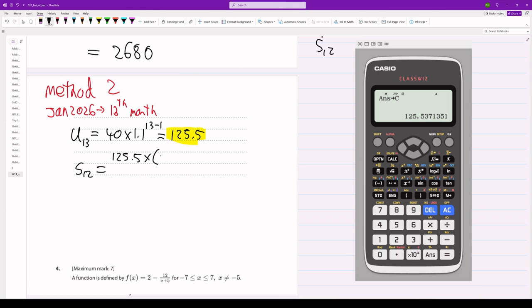So 125.5 multiplied by 1 minus 1.1 to the power of 12, all divided by 1 minus 1.1, is equal to, let's see what calculator says, C multiplied by 1 minus 1.1 to the power of 12 divided by 1 minus 1.1. Same number. Look at that. Just have a look. That number. It's the same number. Therefore, we got it right.